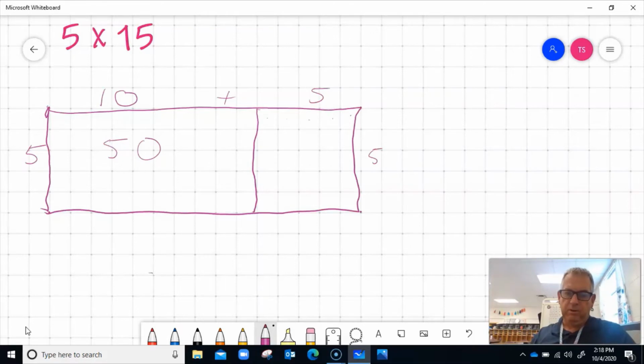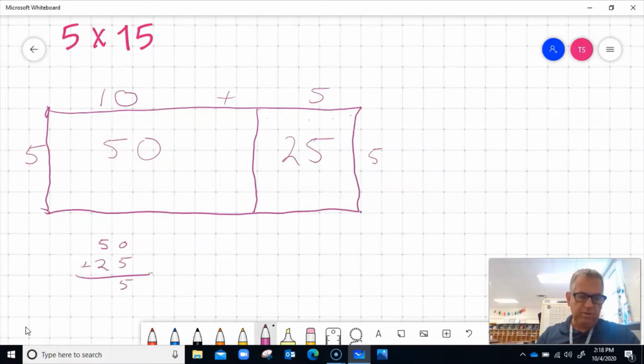Or one of our strategies for 5s was to take half of what 5 times 10 is. And 25 plus 25, we learned that with our money, that 2 25s make 50, so half of it would be 25. So 5 times 5 is 25. And then all I'd have to do is an addition problem and add those two together. That'd be 50 plus 25. So 5 plus 0 is 5. 2 plus 5 is 7. So 5 times 15 would be 75.